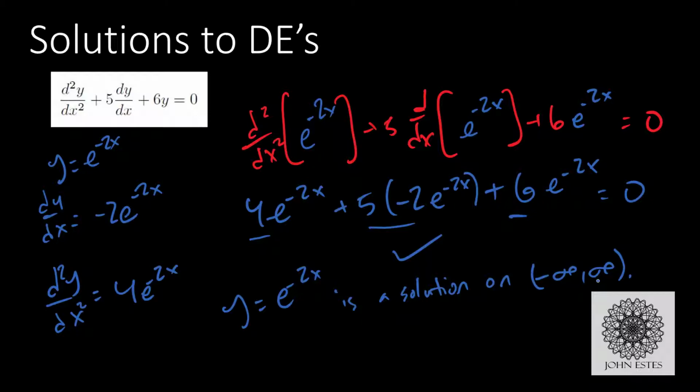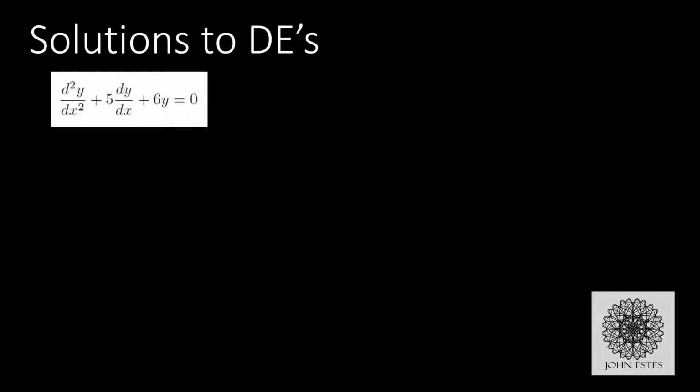All right, now here's the thing though. I think there's another solution to this differential equation that's completely different from the one we just worked. So let's try this again, and this time I'm going to pick y equals e to the negative 3x. Now if I take the derivatives here, the first derivative would be negative 3 e to the negative 3x.